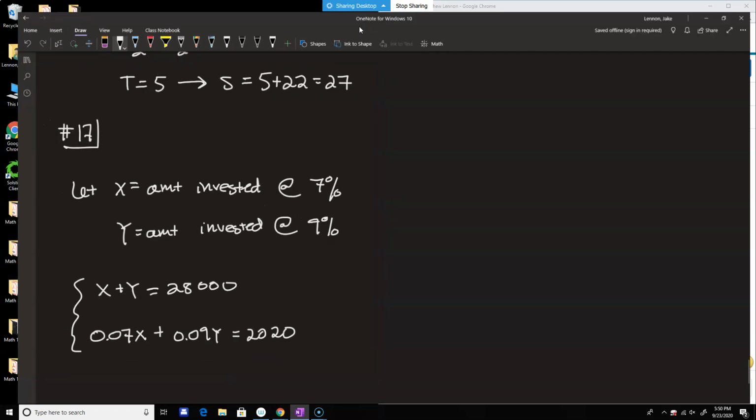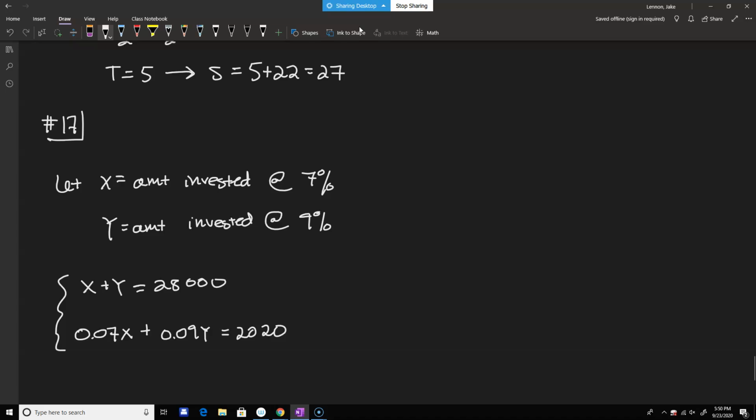So we just want to put them together and solve them somehow. We could substitute. We could do it that way. Maybe that's the easier way. So let's take this top equation and maybe solve for X. So we know X is the same thing as 28,000 minus Y. And now we want to replace X in this equation with the 28,000 minus Y.